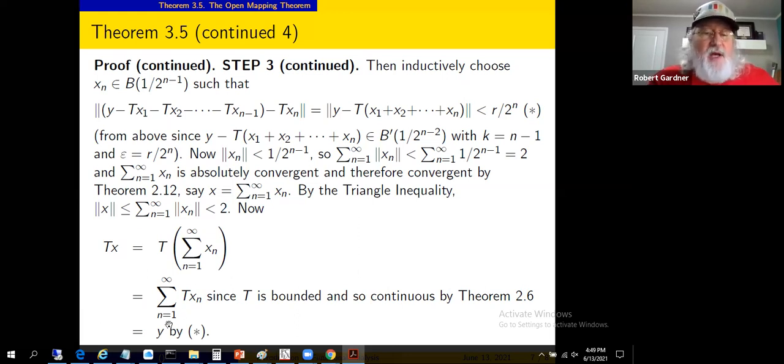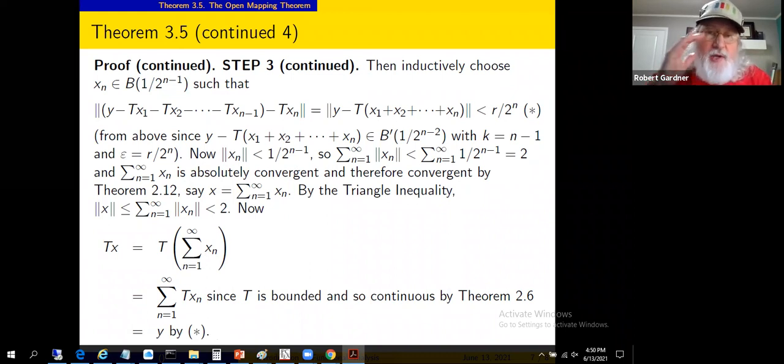So we've got a sum from 1 to infinity of T of X sub n. We're claiming that equals Y by this inequality here. What we have is Y minus T of a partial sum is small. You can make this as small as you want by making n large. So this is playing the role of the epsilon here. So the larger n is, the smaller this is, the closer together Y and this T of thing is. In other words, the limit here is Y. So the asterisk equation establishes that that series converges to vector Y.